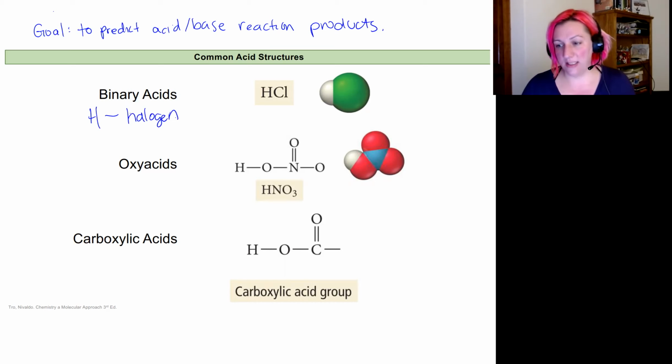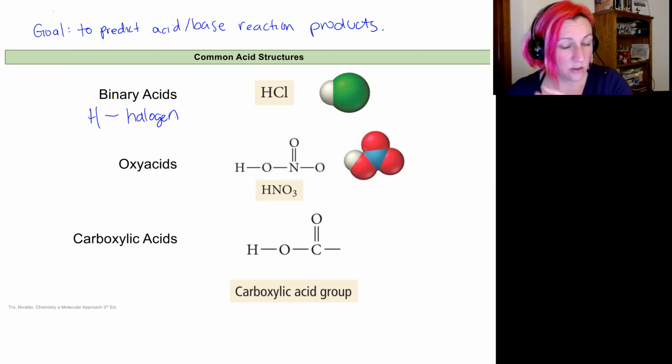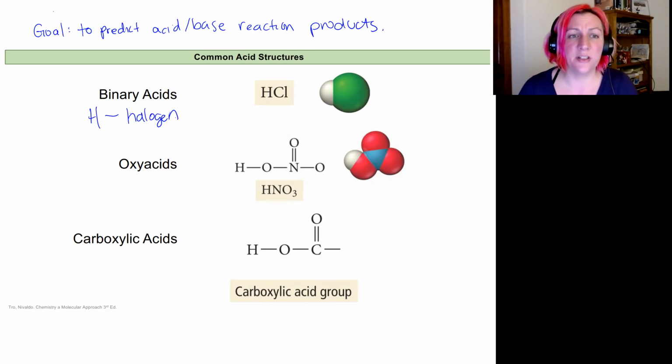We might also see a hydrogen bonded to a larger molecule that has more atoms than that, like a hydrogen bonded to S and another hydrogen. The common ones, though, are hydrogen bonded to a halogen, like fluorine, chlorine, bromine, or iodine.